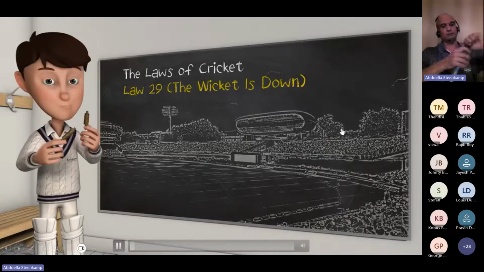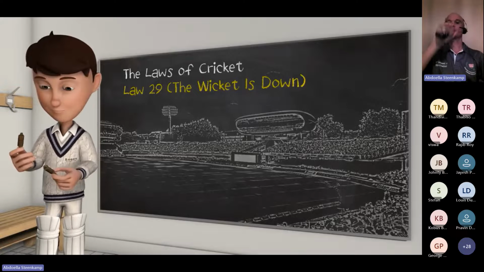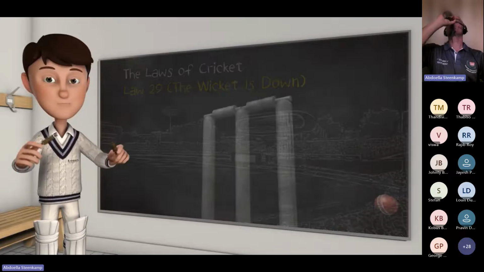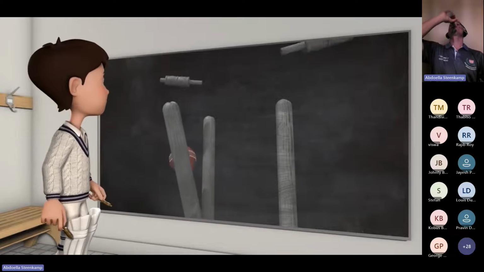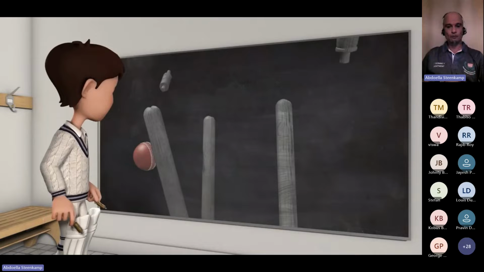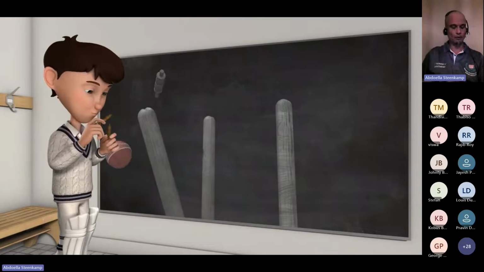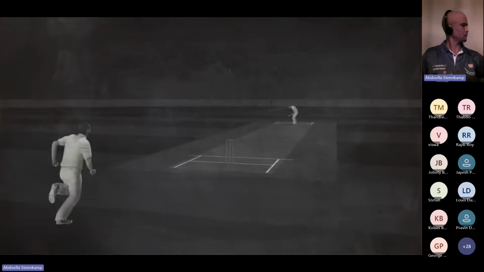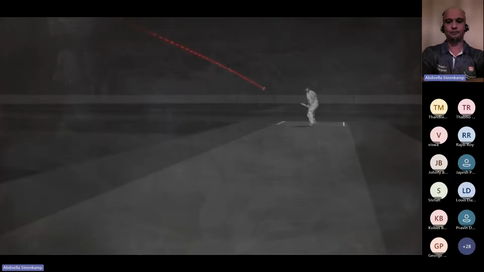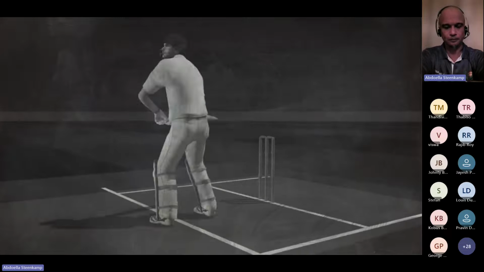The wicket is down. The wicket is put down when one or both bails are removed from the top of the stumps, or a stump is struck out of the ground. The situation can be brought about in the following ways. By the ball, by the batsman's bat.